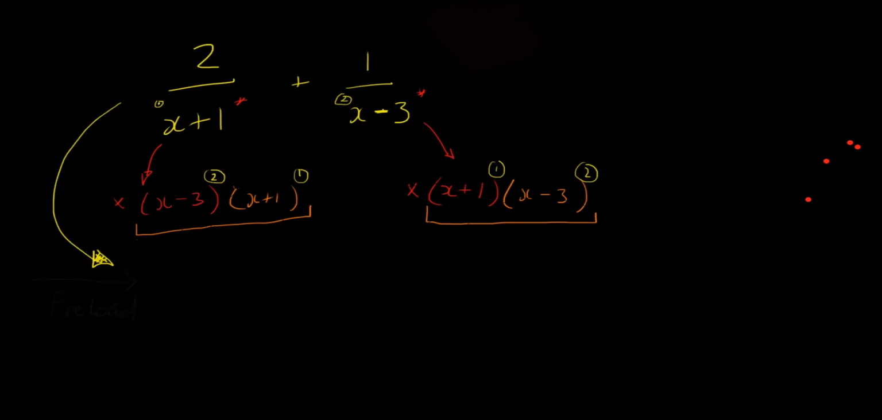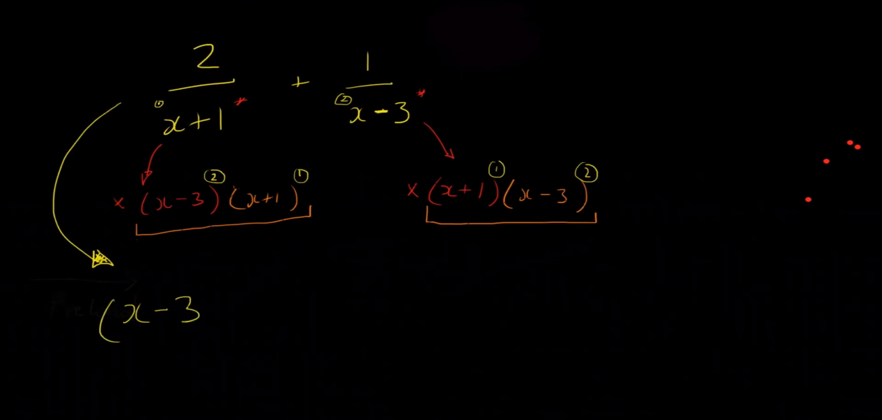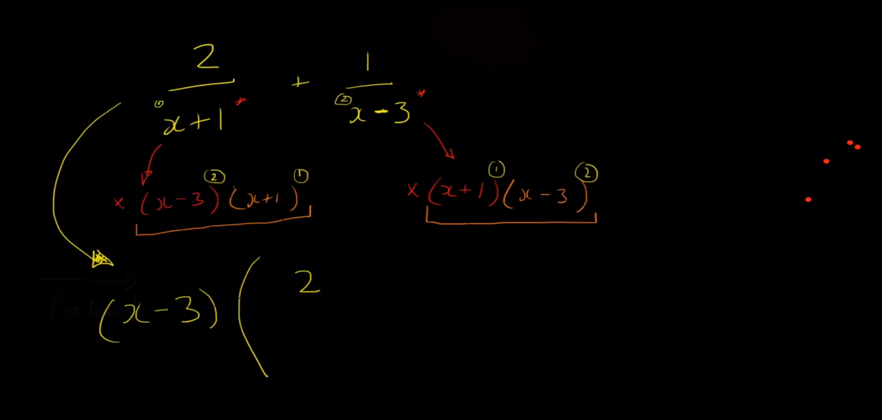So I'm just going to rewrite the equation. I'm going to put x minus 3 outside the bracket. That's all I'm going to do, just rewriting it, so you understand. And remember, before, we put numbers outside.